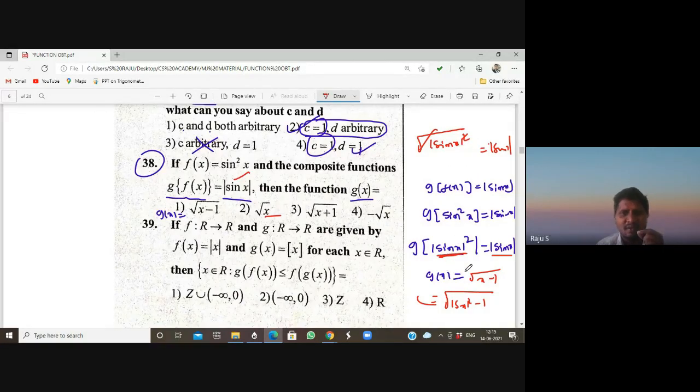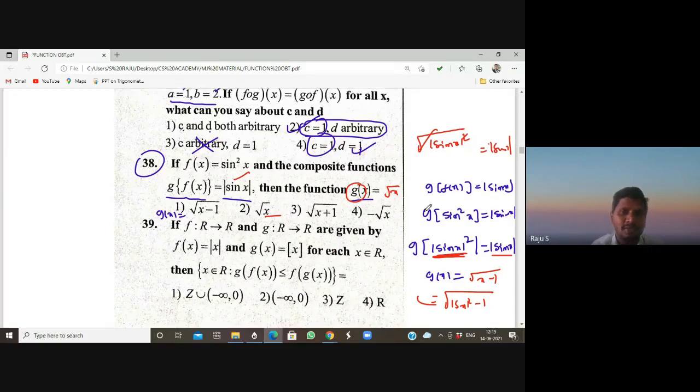Very simple. If I take g of x as root x, they are asking for g of x. If I take root x, the second option, then in place of x here, what value do we have? Modulus sin x whole square. Substitute it in place of x. Modulus sin x whole square. The square root cancels, and finally we get modulus sin x. So the second option.